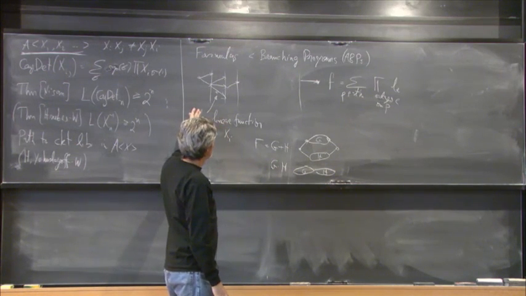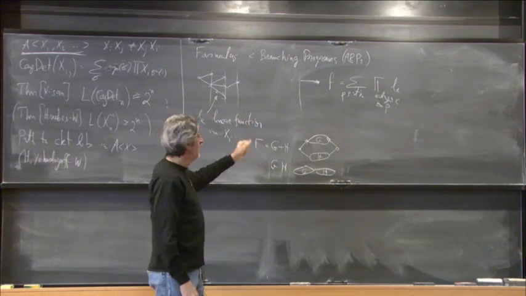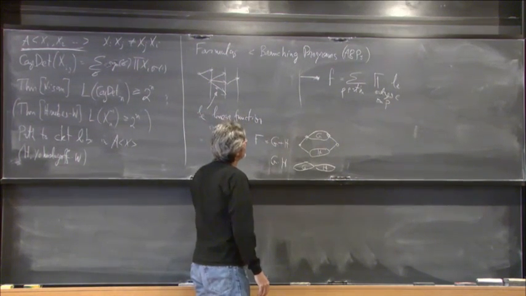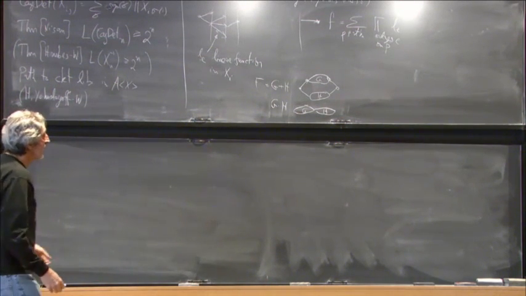And so what Nisan is doing is actually proving lower bounds on the size of branching programs computing, let's say, the determinant, or any function. And what's the proof technique?